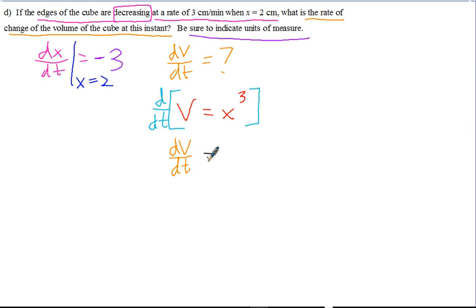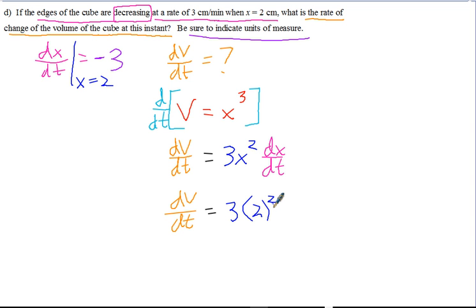equals the derivative of x cubed is 3x squared. Again, the x doesn't match up with the t, so times dx/dt. And then we can substitute in what we know after we take the derivative. We know x is equal to 2 at this instant, and dx/dt equals negative 3.